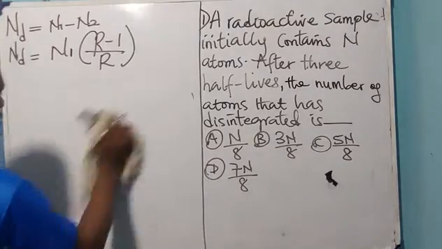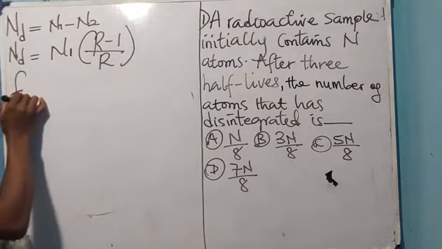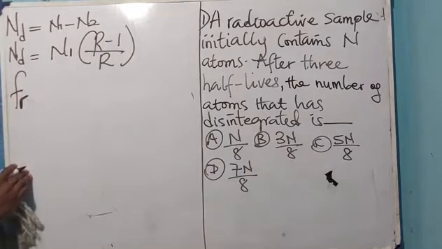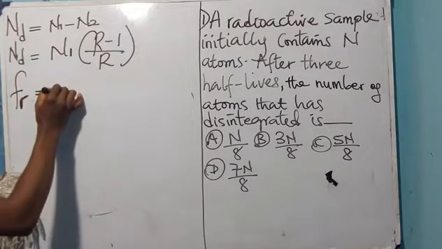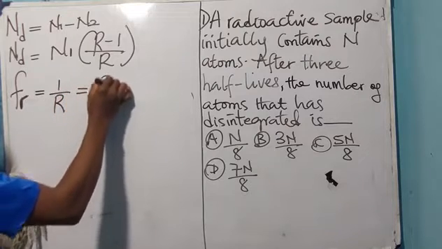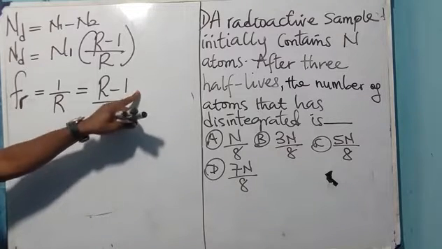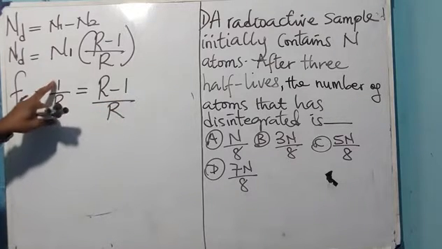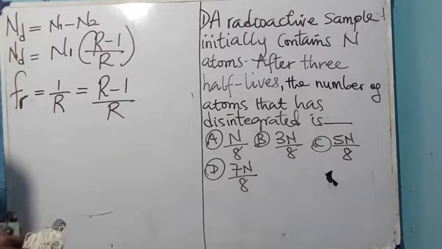We'll try again. The fraction of atoms remaining is equal to 1 over R, and it is also equal to R minus 1 over R. So these are the formulas you need for now, okay?